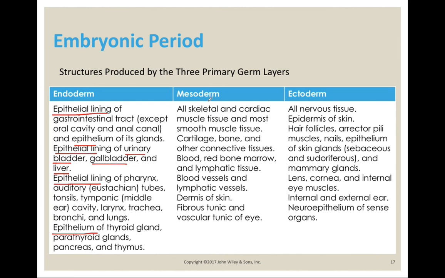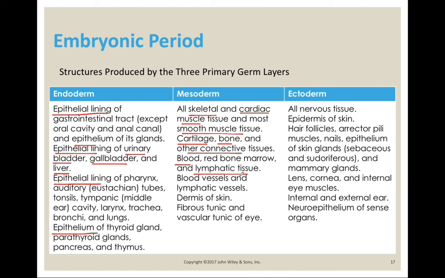Now, let's take a look at the mesoderm here. The skeletal muscles, cardiac muscles, as well as most of our smooth muscles are going to be coming from the mesoderm. That's about all the muscle tissue that we have in our body, so we can say comfortably that muscle tissue in general comes from the mesoderm. But we've got a couple other tissues in here as well, including cartilage, bone, and some other connective tissues, including blood as well as lymphatic tissue. All of these structures are connective tissues.